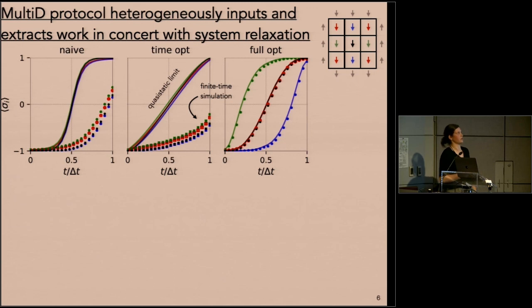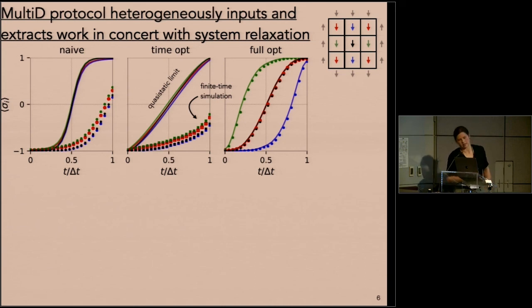The second thing that we see from this is comparing the quasi-static limit of these protocols to their non-equilibrium simulations. These are all simulations that are done at the same protocol duration. We see that the fully optimized protocols are nearly at equilibrium, whereas the time-optimized and naive protocols are still significantly far from equilibrium. So that is one factor in why the excess work is reduced.